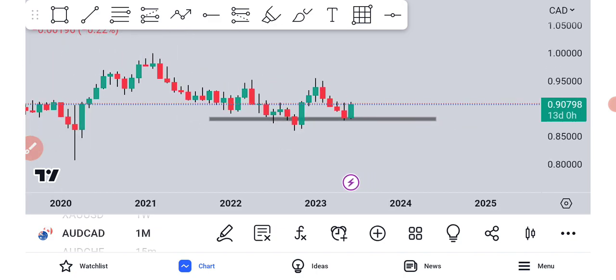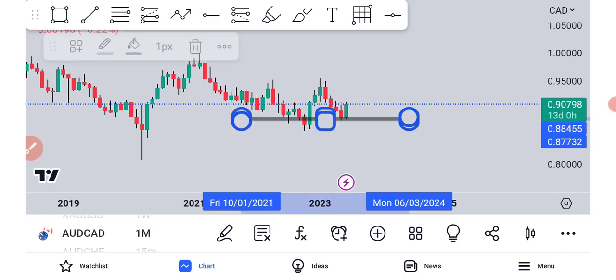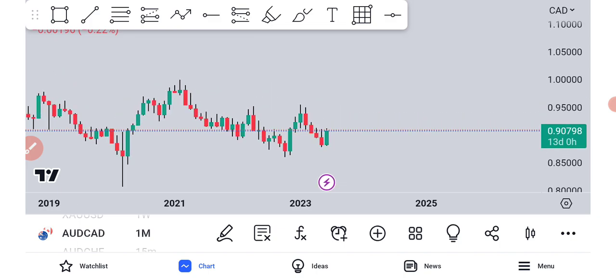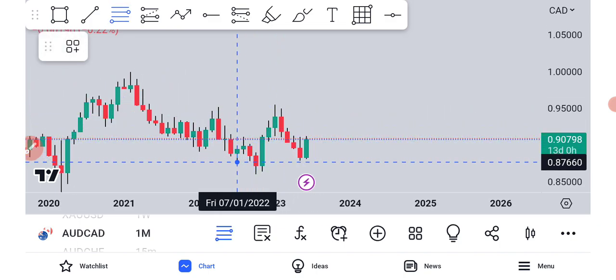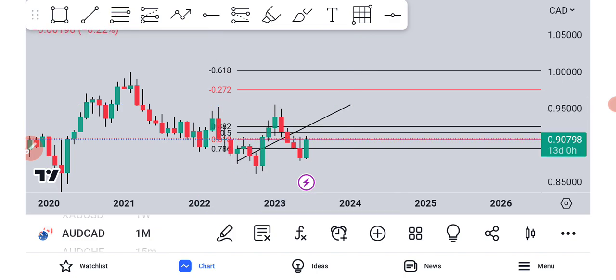So my students already know what ICI means. I did not say ICT because I know that's what you're familiar with. I said ICI: impulse, correction, and impulse. And for this ICI, we expect the market to complete the ICI to the minus 0.272 of the Fibonacci, which is this area here.